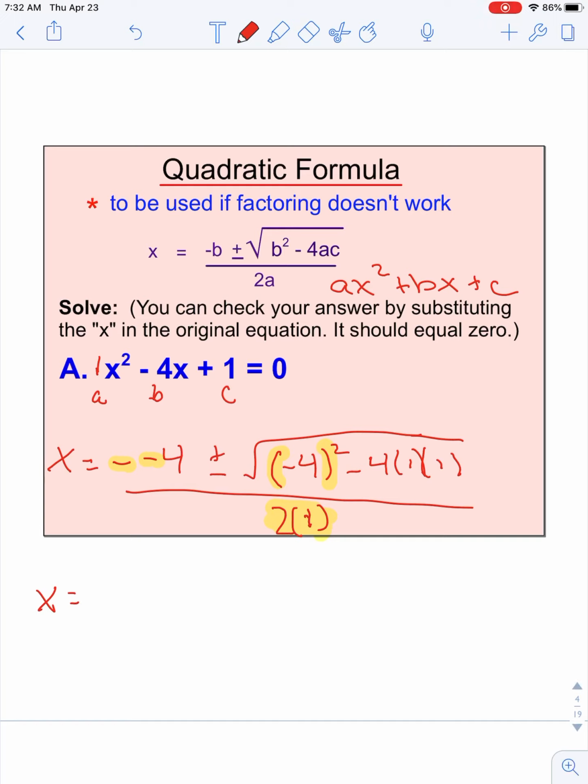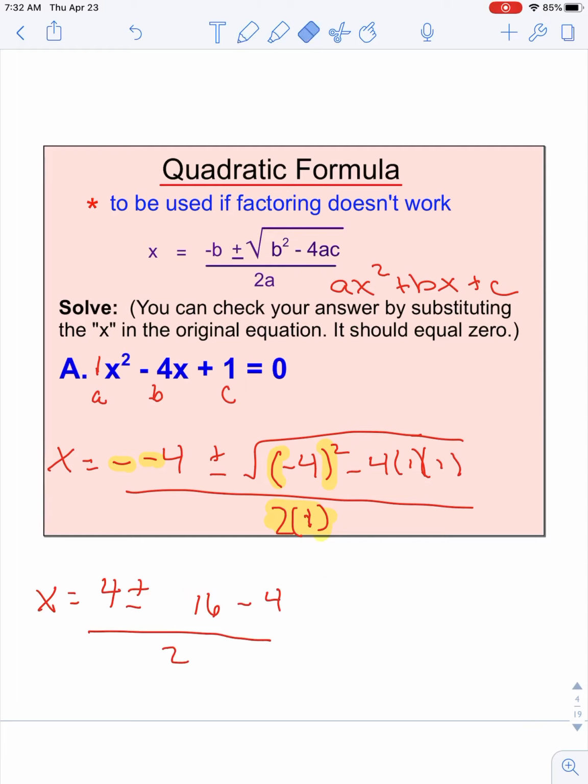So x equals the opposite of negative 4. Negative negative turns into positive 4, plus or minus the square root of negative 4 squared. That's 16. Then we get minus 4 times 1 times 1 is 4, all over 2. So that's kind of where we're at, okay?